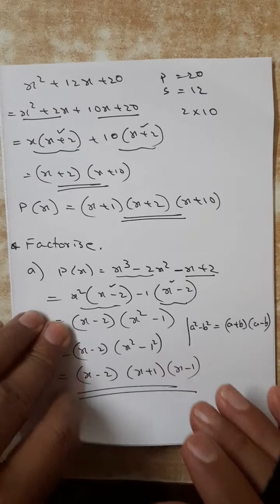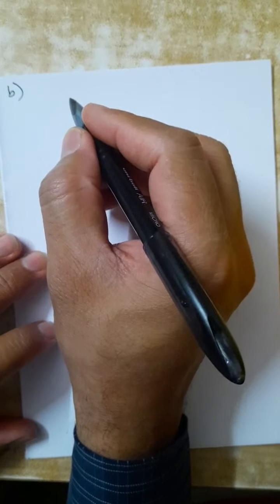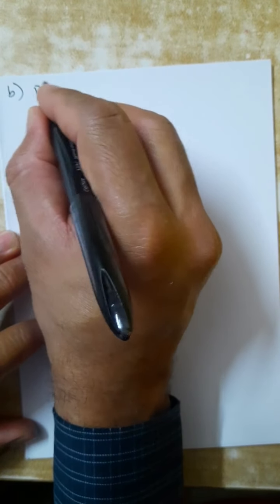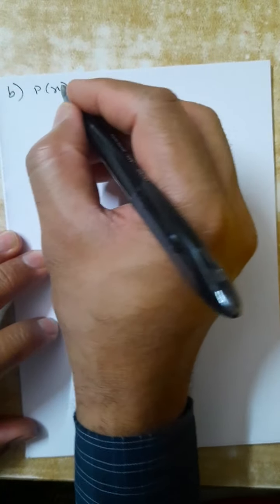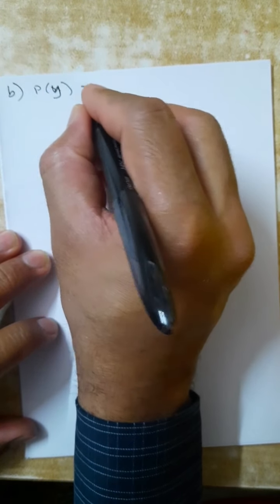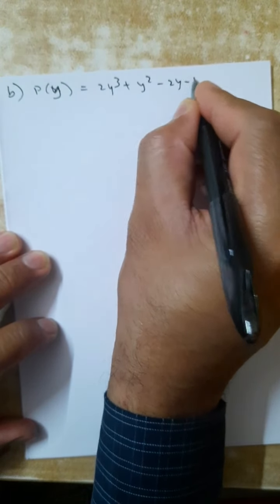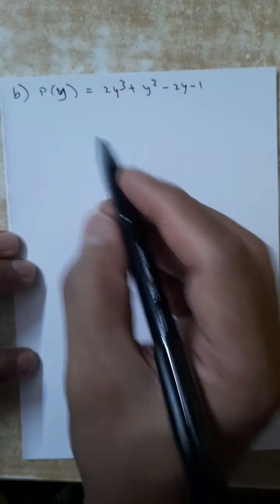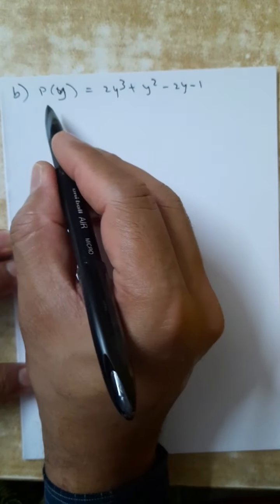Now part B, one more, again from the NCERT book. It was P of y. The polynomial is given: 2y cube plus y square minus 2y minus 1. Actually, P of y is not written in the question. The polynomial is given directly, so I am giving the name P of y.